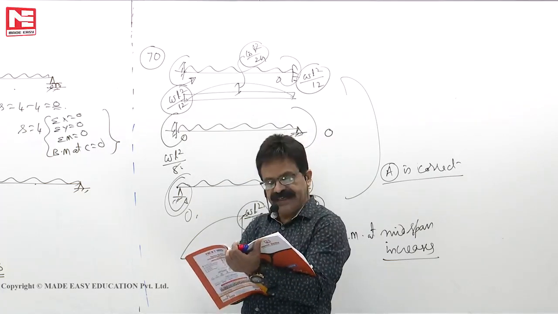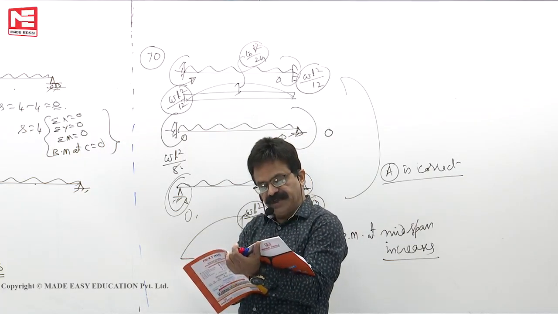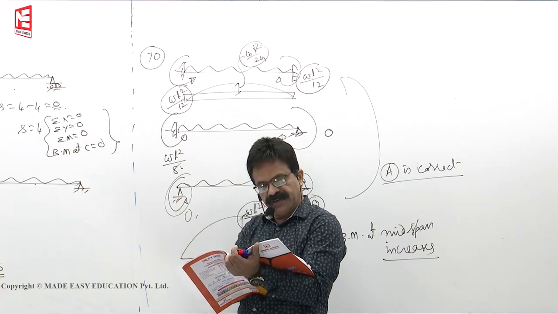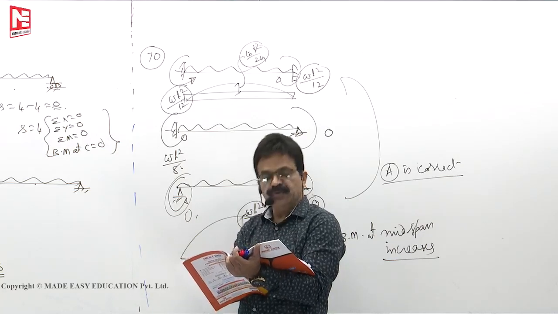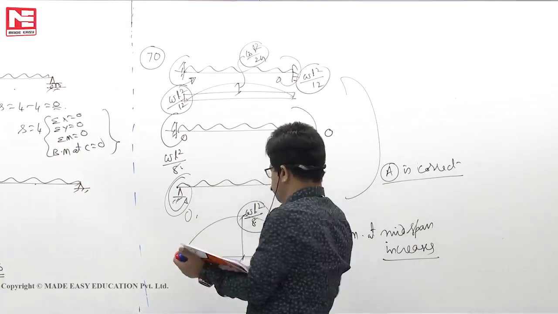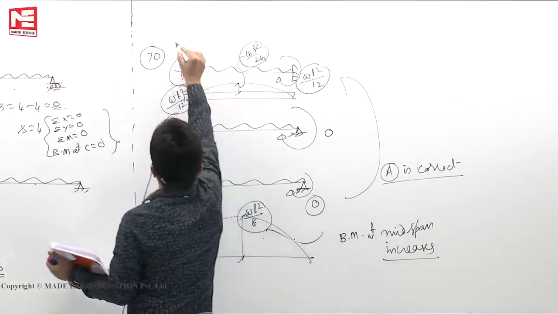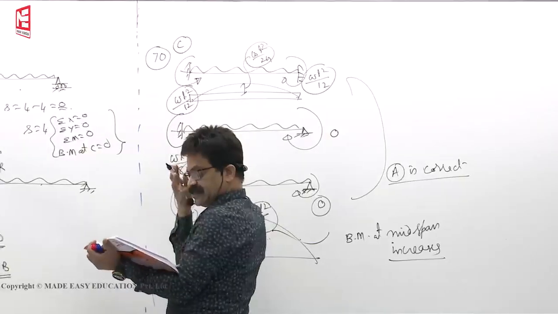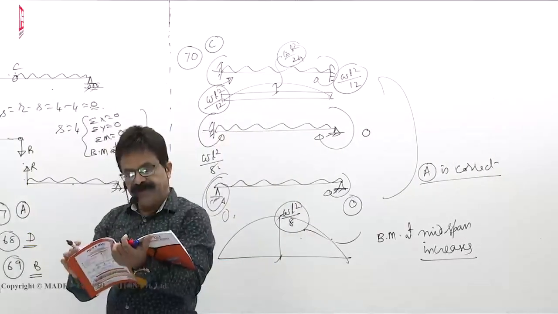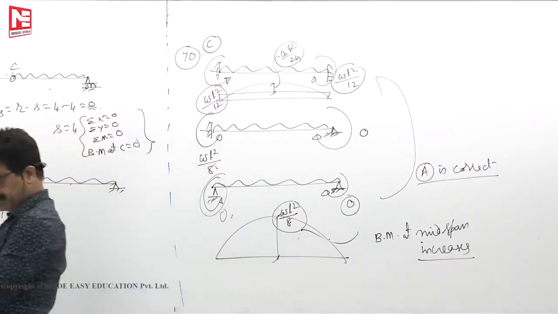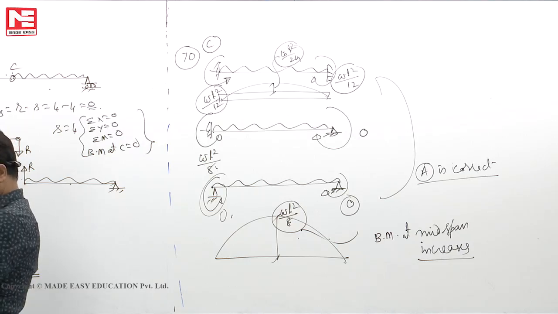First statement is correct. Now let us see. Statement 1 and 2 are individually true, wrong. 1 is true, 2 is false. So C is correct. 70 is C. Okay. Next.